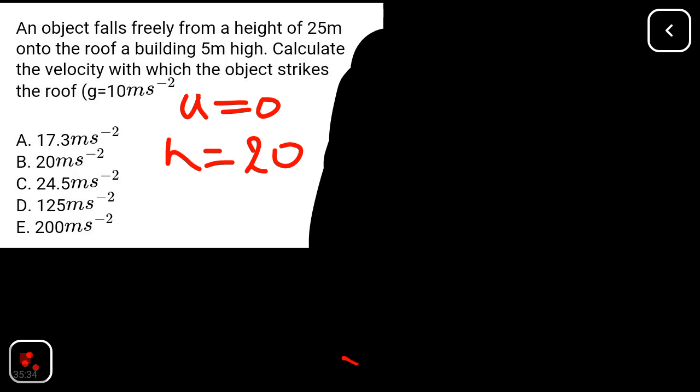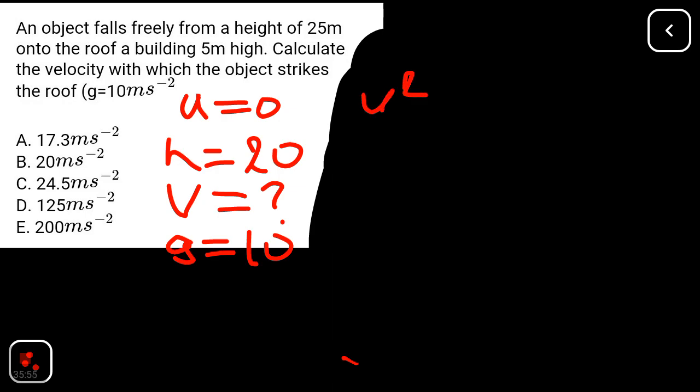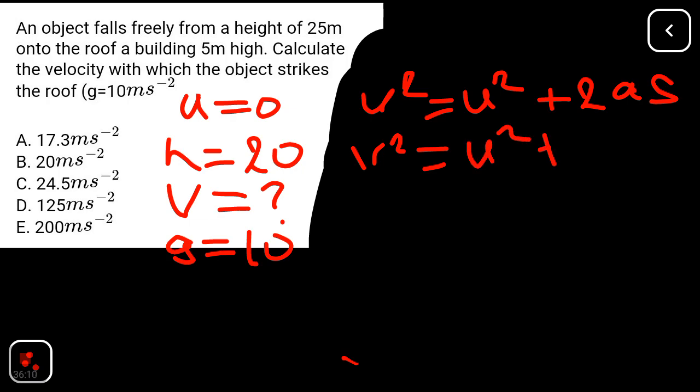They're asking for the velocity, which is unknown, the final velocity, while g is given as 10 meter per second square. So which equation to use? We're not given time, so we should neglect the equation that has to do with time. The third one will work there, right? v square equals u square plus 2as. But here it is in terms of free fall, so we use v square equals u square plus 2gh.